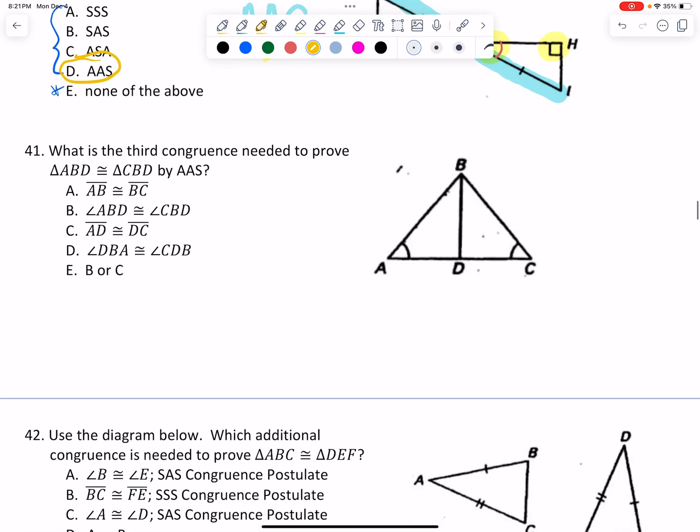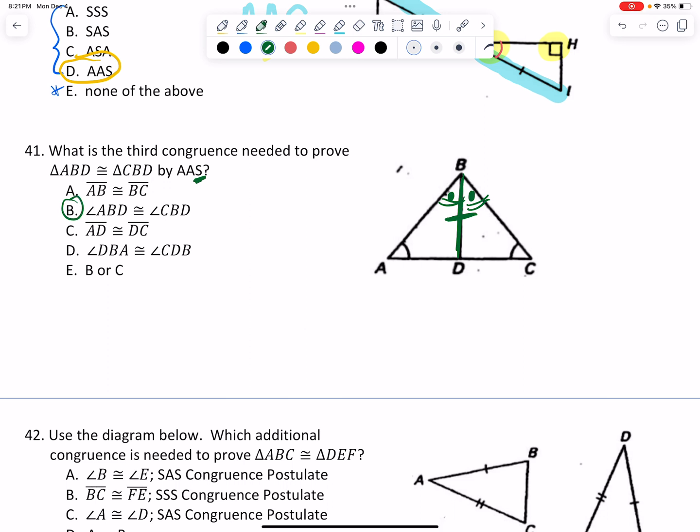Okay? What is the third congruence needed to prove triangle ABD congruent to CBD by angle, angle, side? So again, we're looking to see the side is listed third, not in between those angles. So this is the reflexive property. I get to add a side here. And so what would I need to add? An angle and a side. It could be these two. They would need to be congruent. So angle ABD is congruent to CBD.